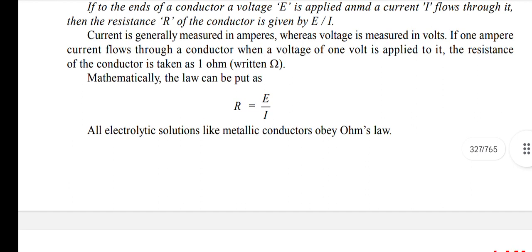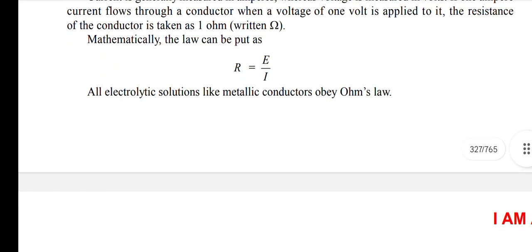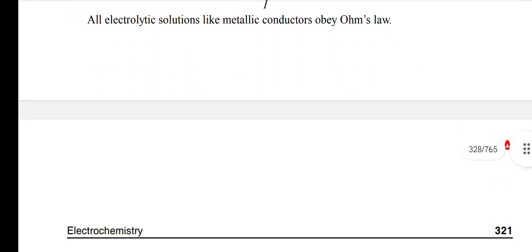Mathematically, the law can be put as R is equal to E by I. All electrolyte solutions, like metallic conductors, obey Ohm's law.